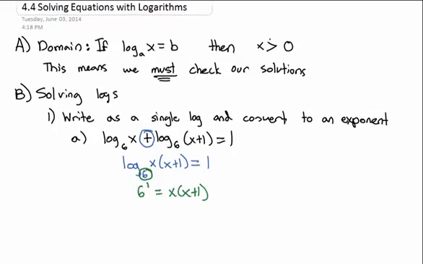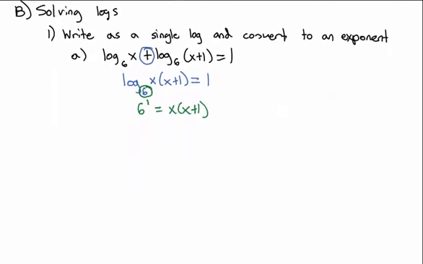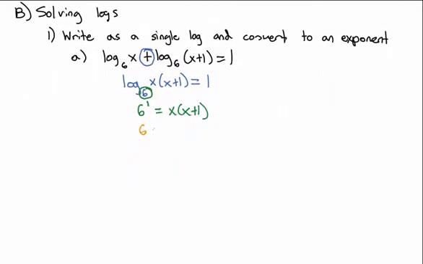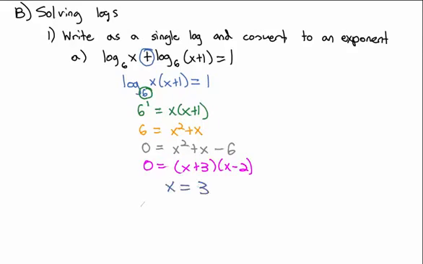Well, 6 to the first is just 6, and so now we have something that's going to be really easy to solve. We distribute first to get x squared plus x. We'll subtract 6 from both sides to get 0 equals x squared plus x minus 6. We know now we have to factor, so we have x plus 3 and x minus 2. And then when we set each equal to 0, we get our solutions: x equals negative 3, and positive 2.